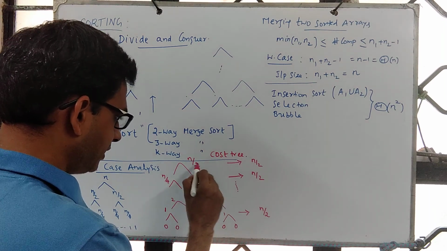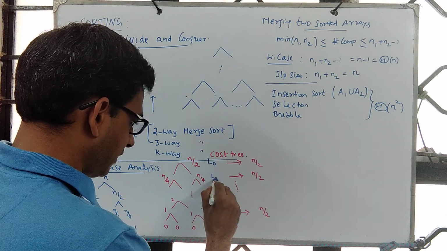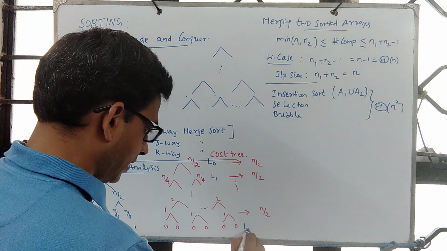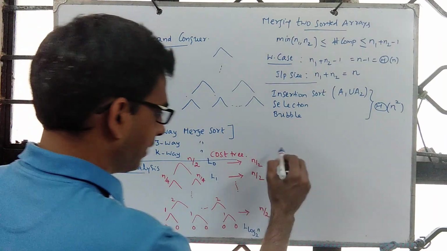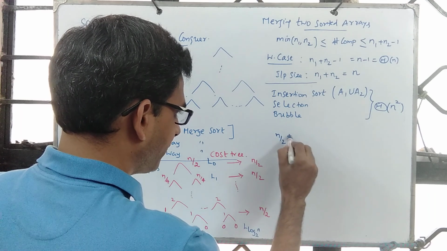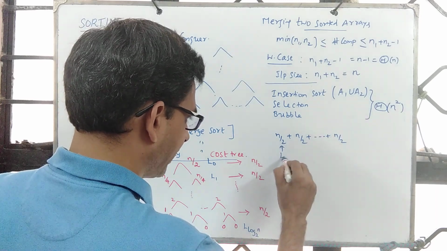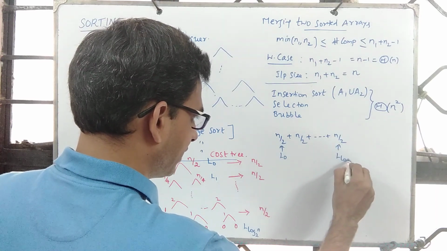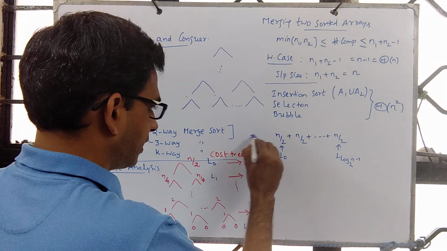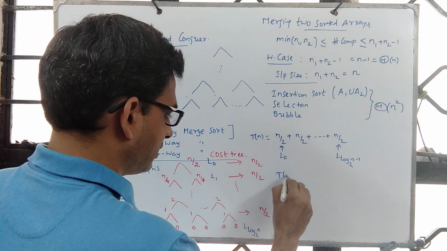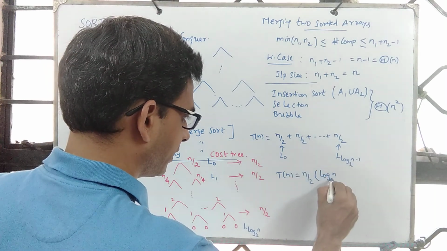Please note, this is level number 0, this is level number 1, and this is level number log n base 2. So we get to see n by 2 from level number 1, then level number 2, and so on up to level number, this is from L0, this is from last but 1, which is log n base 2 minus 1. So this is our cost T of n. So T of n is n by 2 times 0 to log n base 2 minus 1, which is log n base 2.